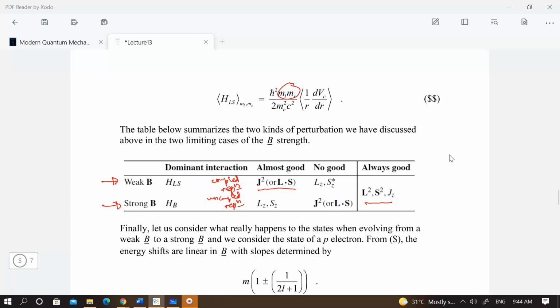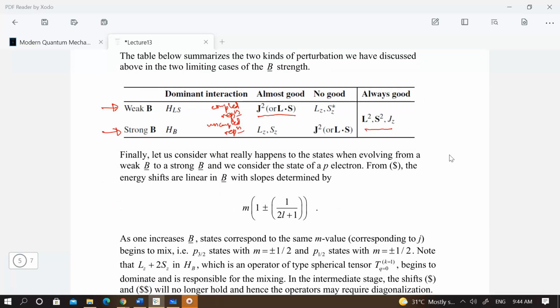Right. Now you might want to see what precisely is happening when, let's suppose, you do an experiment where you vary the magnetic field. Then essentially you go from the weak magnetic field to the strong magnetic field, and you want to see what actually happens to the states. For our particular case, we are going to look at the state of P shell, which corresponds to L equals 1.